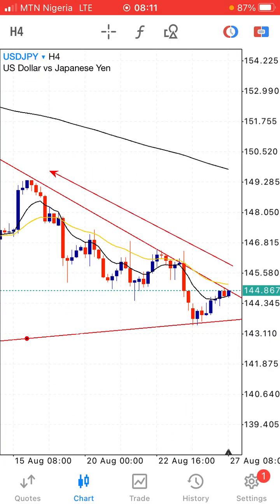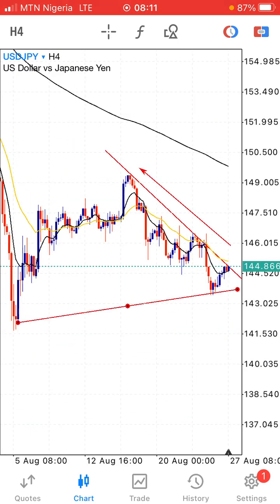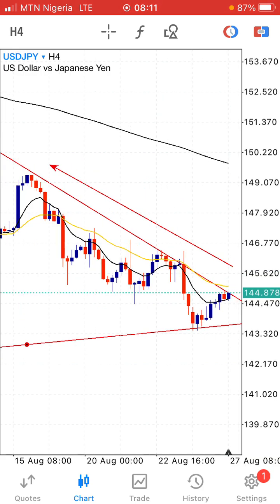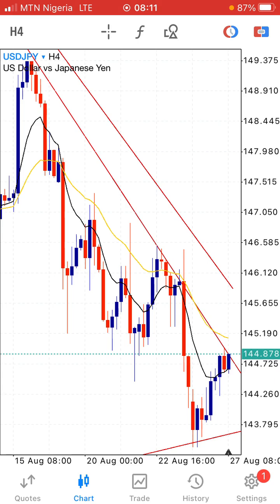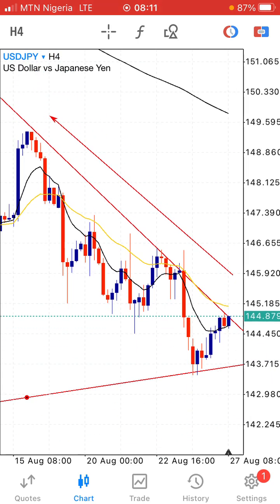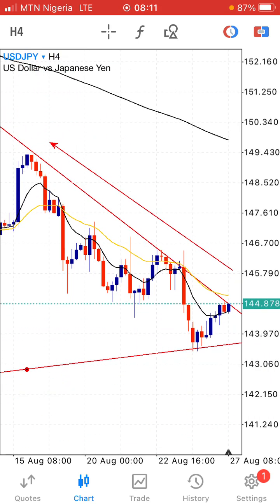Okay, that's USD JPY. What happened? The market came to this low. It could not get back to this low. And what happened? In USD JPY, this is a beautiful setup. Once it breaks this trend line and we test the trend line, I'm good to go.